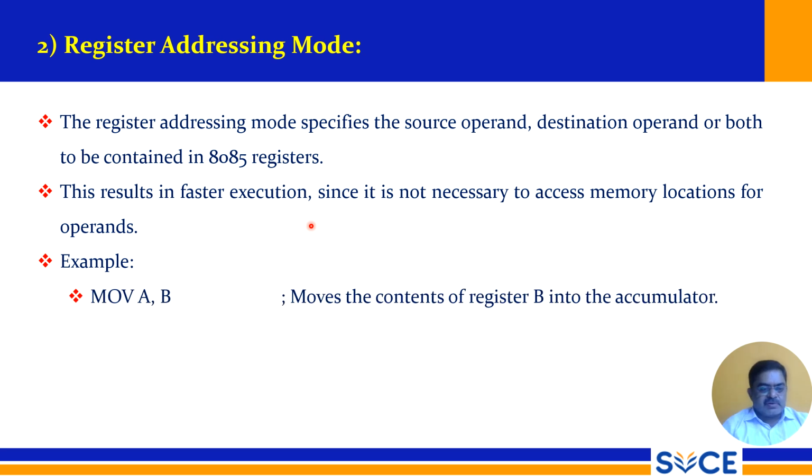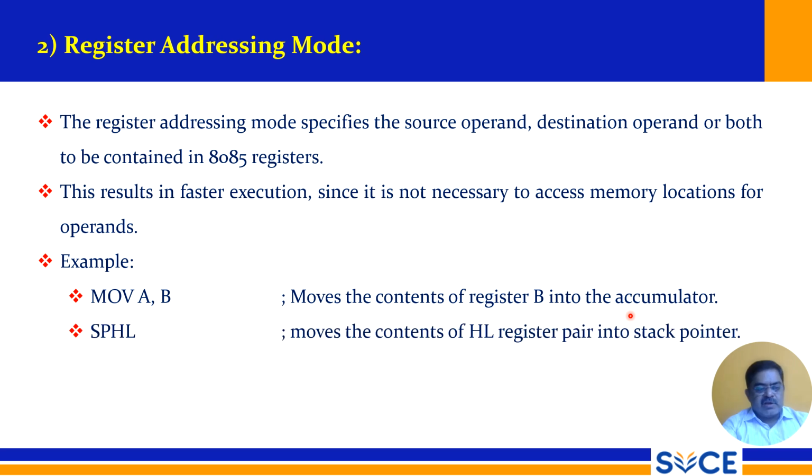An example: MOV A, B. Whatever data is there in the B register will be moved to A. So it moves the contents of register B into the accumulator. A is the accumulator. SPHL moves the content of the HL register pair into the stack pointer. Whatever is there in the HL register pair will be moved to SP. So that is SPHL.